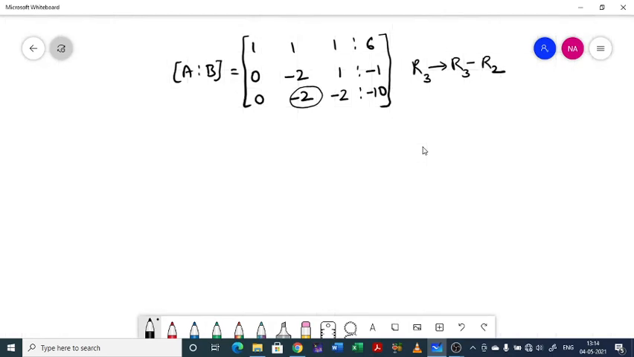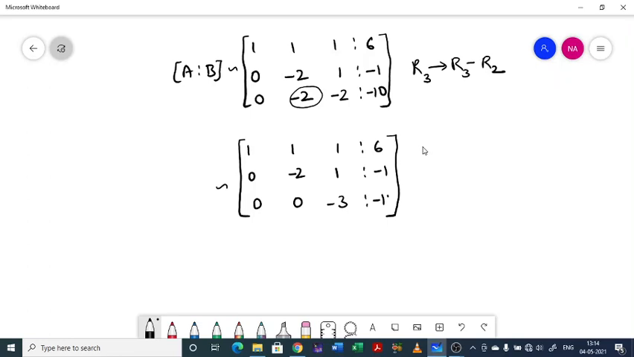Okay, one more thing here. You should not write equal. That should be equivalent to. So again it is equivalent to 1 1 1 colon 6. We are not changing the first row. Second row, we are not changing anything here: 0 minus 2 1 minus 1. So finally 0, 0 minus 2 minus 1 minus 3, minus 10. Okay, sorry, it is minus 10 plus 1, right? Minus 9.